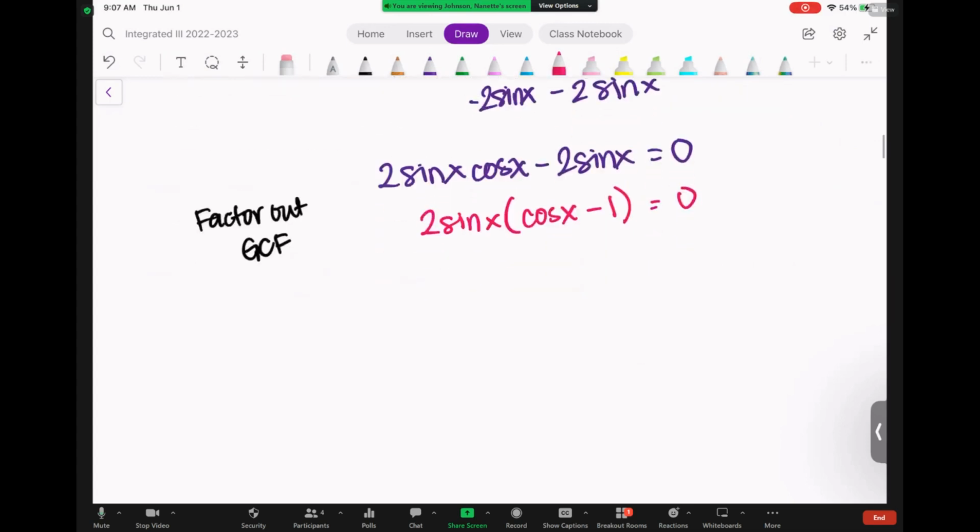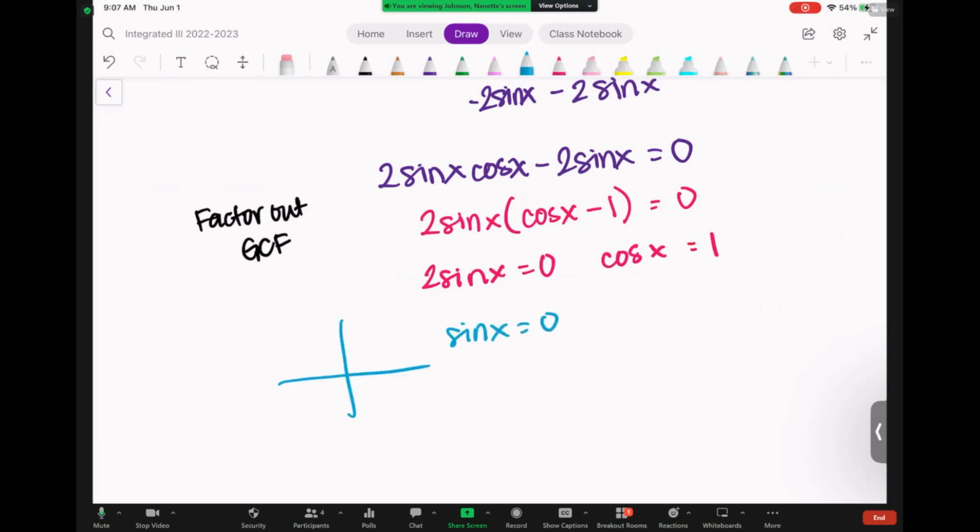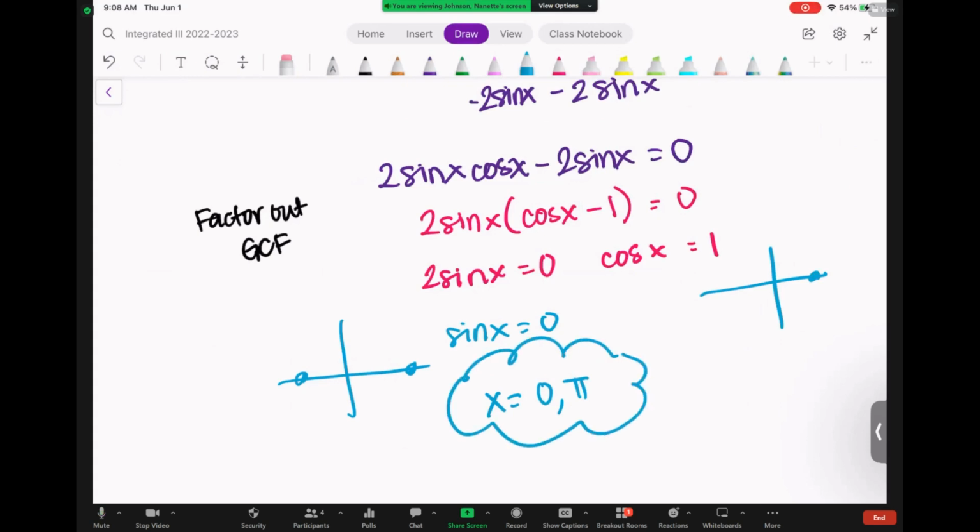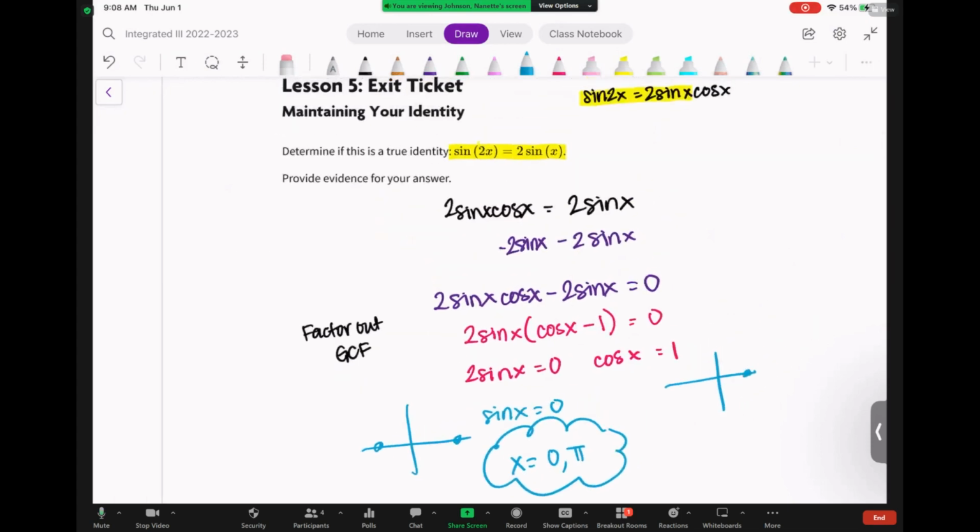So then I get 2 sine x equals 0, cosine x equals 1. I'm asking myself, okay, so on the left side, I'm dividing by 2. So sine x equals 0. When is sine x equal to 0? Here and here. So x equals 0 and pi, right? And when is cosine 1? Oh, that's 0. So x is equal to 0. So here's my answers. When you get solutions like this, that means that this identity is only true when x is equal to 0 and x is equal to pi.